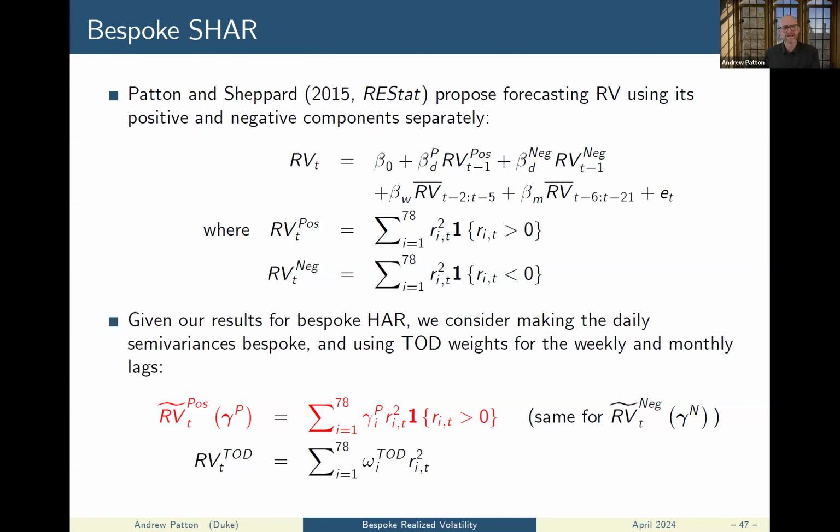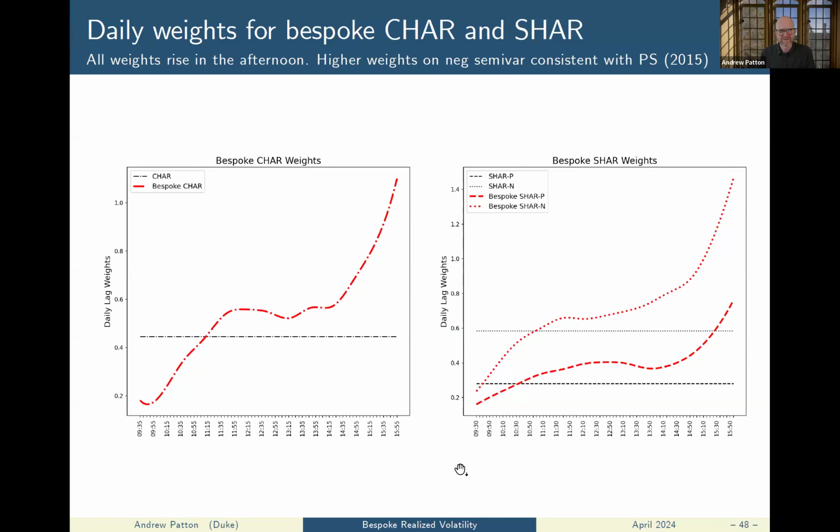And so then we consider bespoke semivariances. So we have, in this case here, the squared return multiplied by the indicator with its own weight, and then the time of day version of this thing as well. In fact, I'm making a mistake here. So that should have an indicator also there. And these are the weights that we get out.